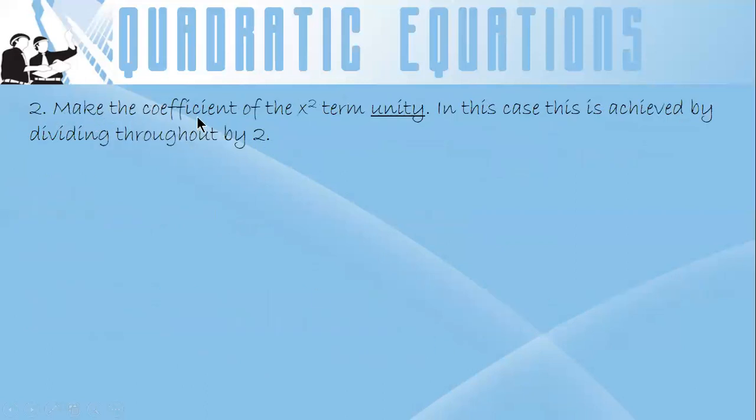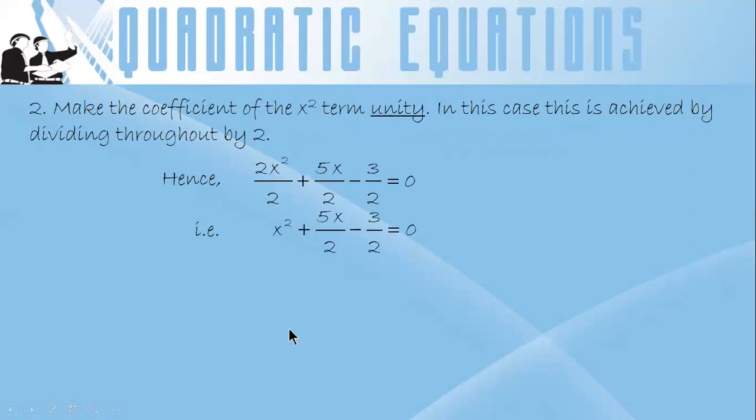Step 2. Make the coefficient of the x squared term unity. This means 1. So the coefficient of the second degree term, you divide to make it disappear. In this case, this is achieved by dividing throughout by 2. All terms of this quadratic equation, you divide by 2, just to cancel this 2 here. Okay. You cannot do completing the square if there is a coefficient on the x squared. It is not possible. So there should be no coefficient.